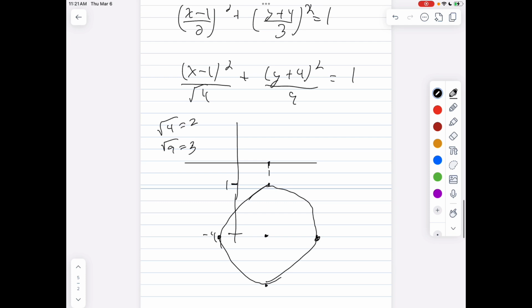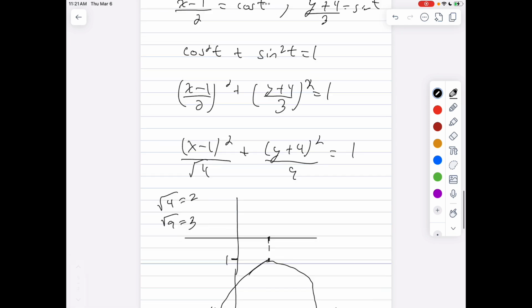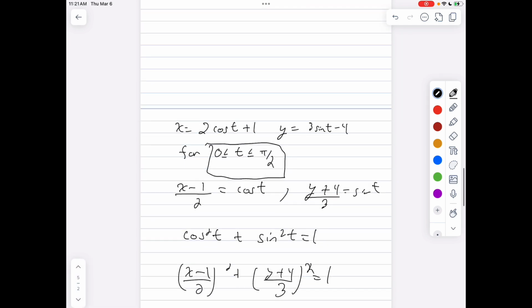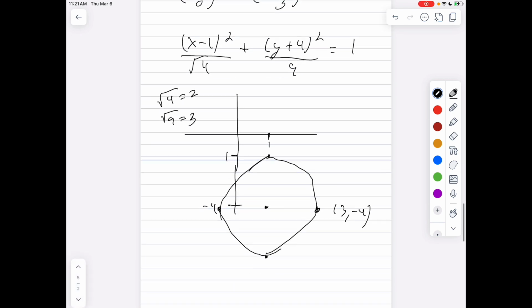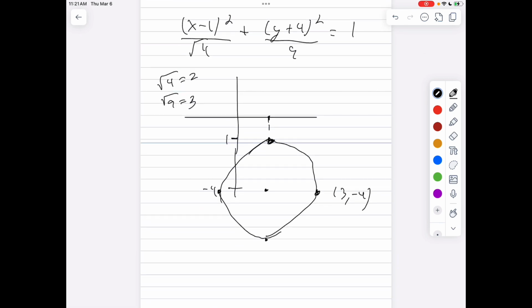And if you plug in pi over 2 into the equation, you get 1 comma negative 1, so right here. And basically what you're looking at is this branch here, okay? And you can plug in another value for t to verify that. So anyways, we can get rid of this stuff, and this stuff, and that's what would be left right there. So that's your actual part of the ellipse that you're looking at, okay? So hope this helps. Thank you for your time.